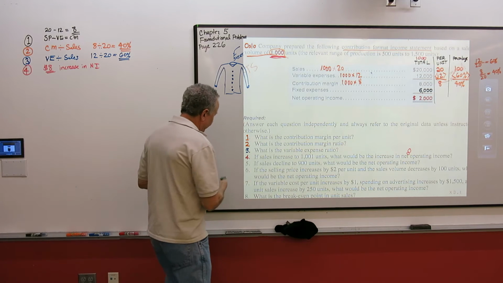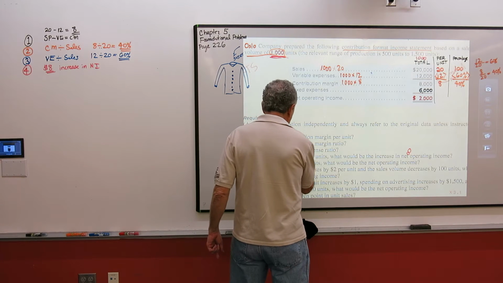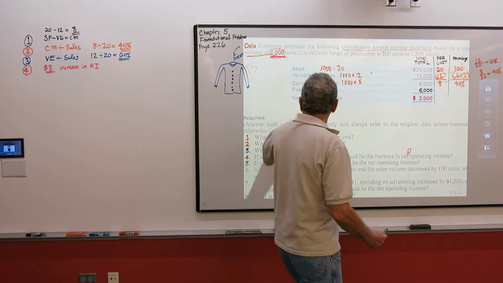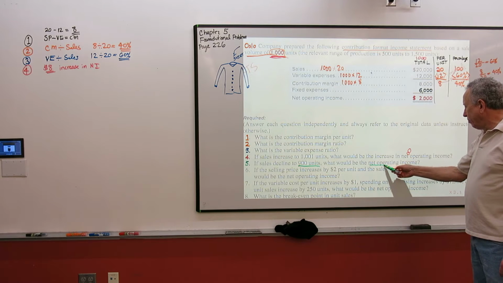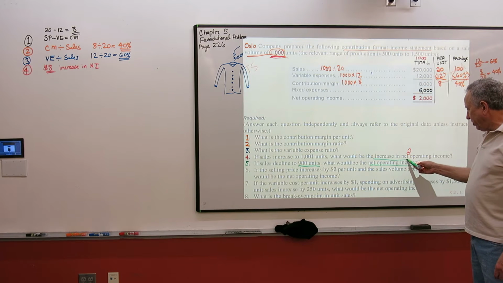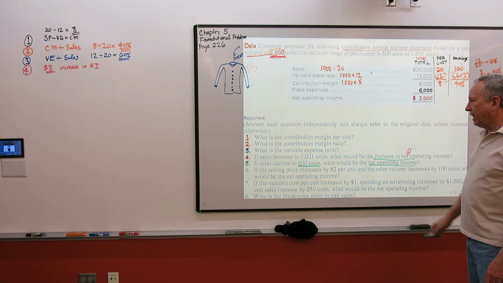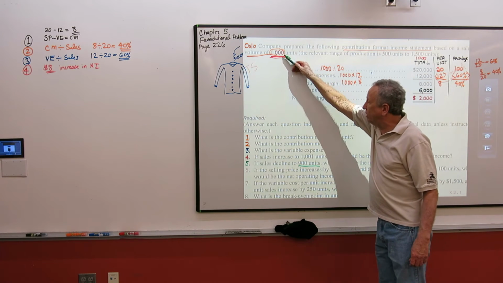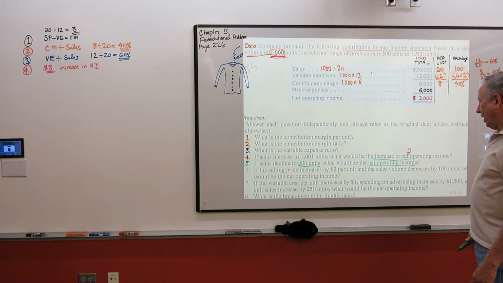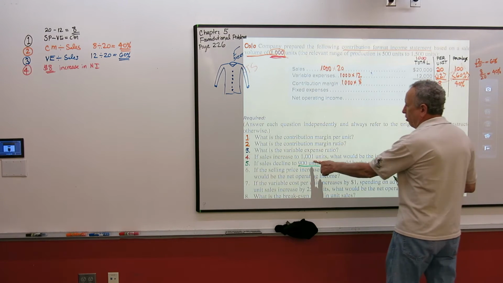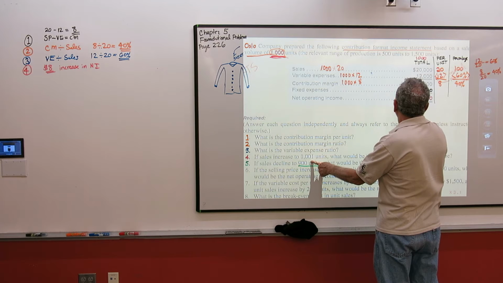Okay, let's do 5. If sales decline to 900 units, now remember we're at 1,000, what would be the net operating income? This time, remember a minute ago, they asked what was the increase in income. This time they're actually asking what's the new net operating income. What happens if we go to 900? Well, we could recast the whole income statement. We could go back and do 900 times 20, and 900 times 12, and 900 times 8 minus 6 will give it.